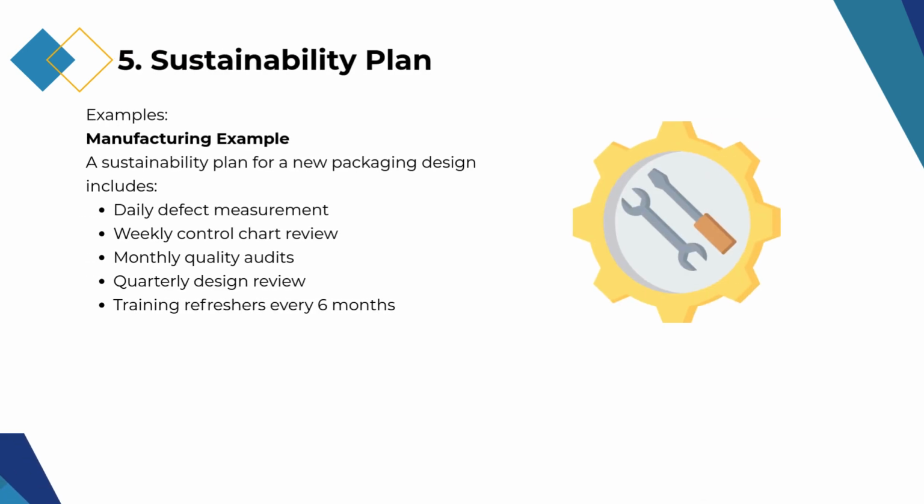This slide gives a manufacturing example of a sustainability plan. It shows how long-term performance is maintained through daily defect tracking, regular control chart reviews, periodic audits and design reviews, and refresher training to keep the process stable and effective.